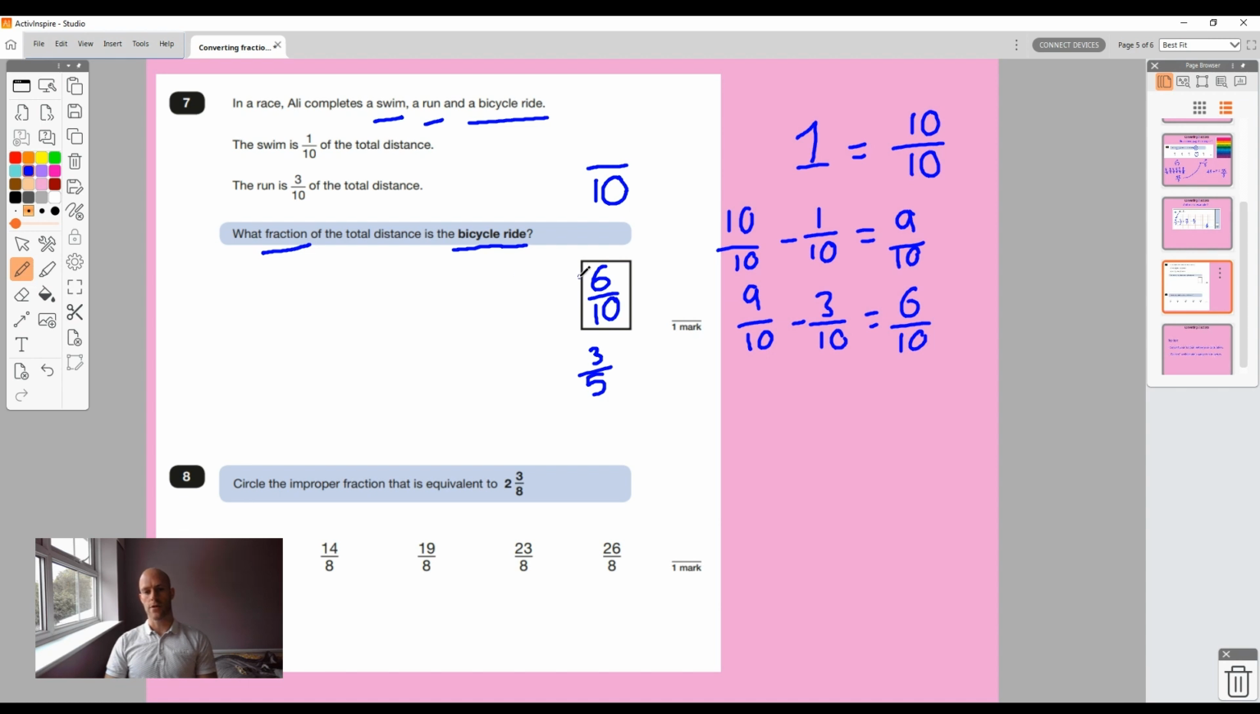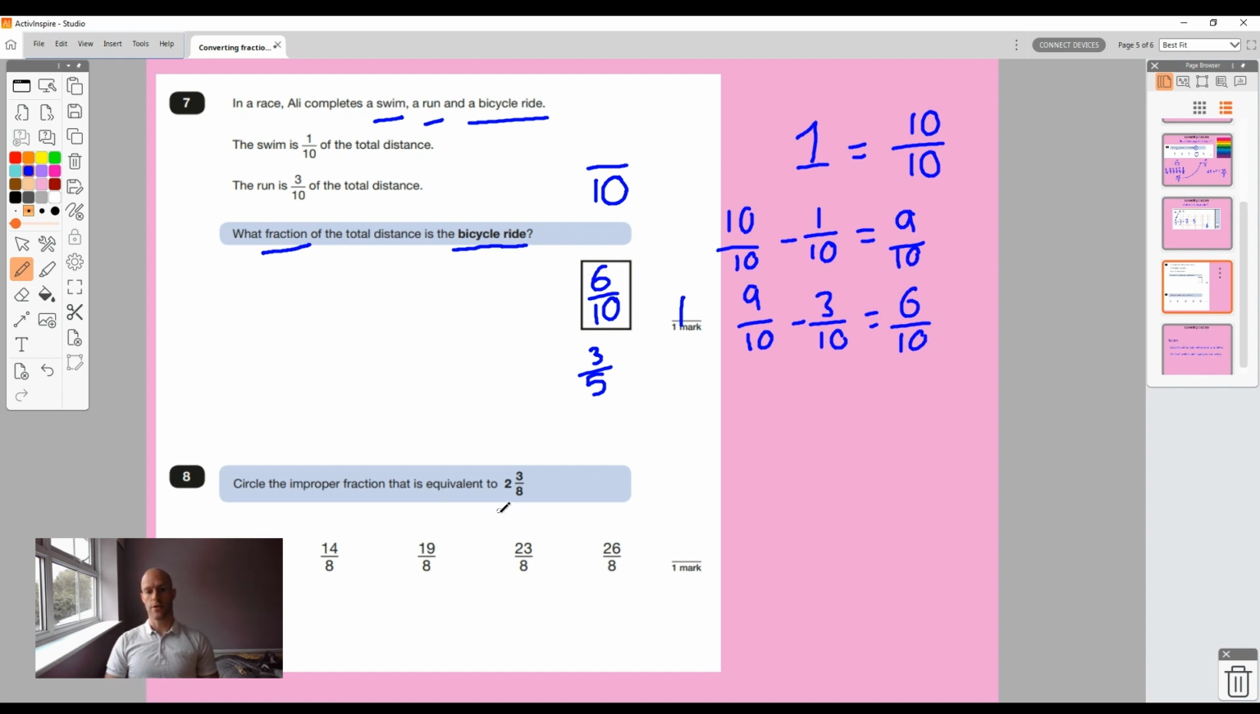Again, to simplify a fraction, I'm looking, can I divide both of these by the numerator? Well, I can divide 6 by 6, but I can't divide 10 by 6. The other way to simplify is, can I halve both numbers? Yeah, I can. I can halve 6 to make 3. I can halve 10 to make 5 as well. So in its most simple form, it's 3/5, but 6/10 would get you a mark for that. So I'm going to give myself a mark. Well done me. And then question 8 is just like we did with the other question.